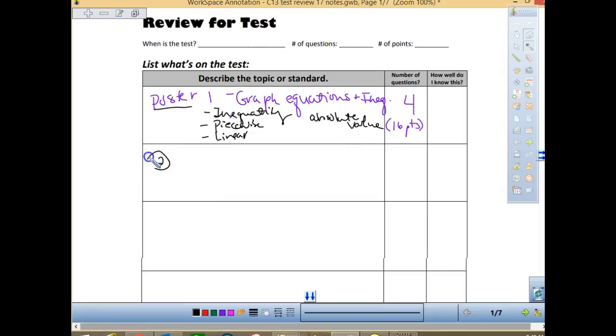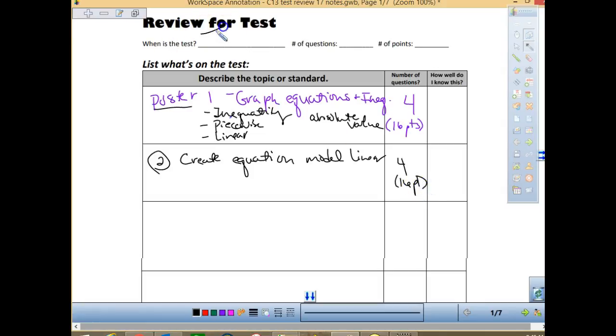Number 2 on the poster. Ev, you want to read first? So I can create linear equations, I'm creating equations that model linear situations. There are 4 questions. Again, 16 points.